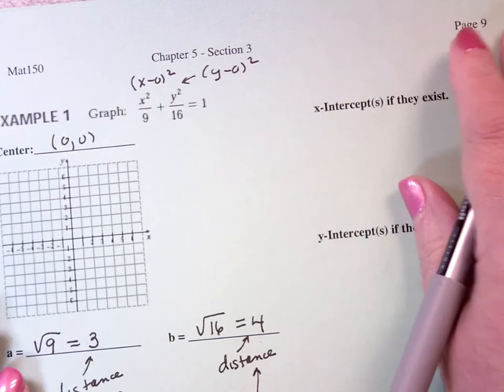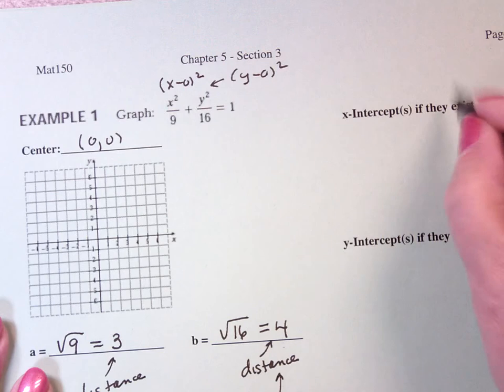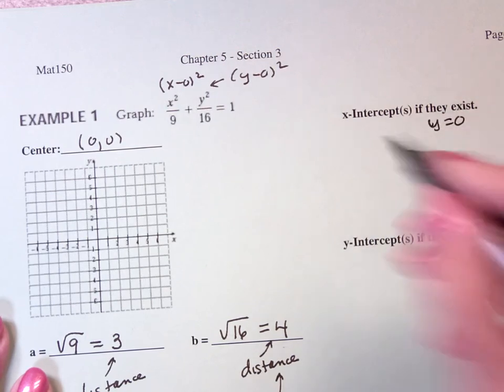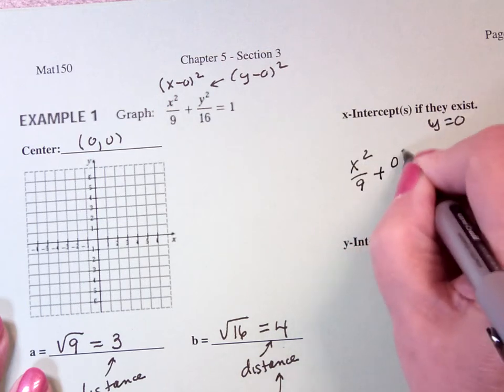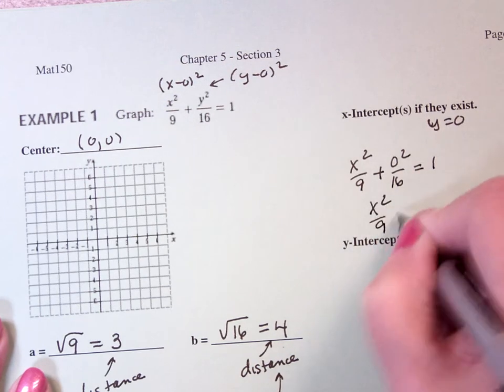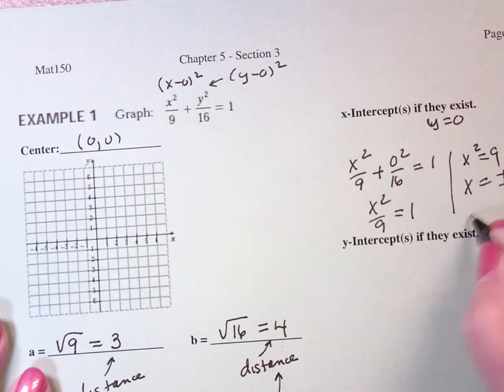What are the x-intercepts? Well, we really don't need them, but we're going to do them anyway. X-intercepts, if they exist, well, x-intercept means that y is 0. So you're going to get x squared over 9 plus 0 squared over 16 equals 1. X squared over 9 equals 1. Multiply through by 9. X squared equals 9, or x is plus or minus the square root of 9, which is plus or minus 3. So I'm going to have plus or minus 3, 0.